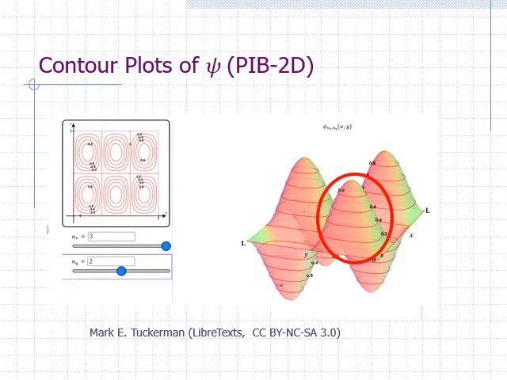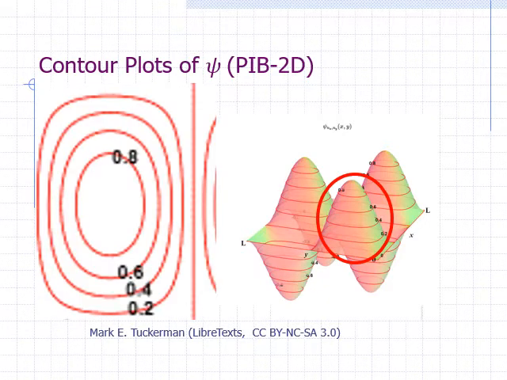Let's zoom in on the contour plot. You can see that the innermost contour is labeled 0.8. That means the value of psi at the points on the curve are 80% of the maximum possible value of psi. That corresponds to this elevation on the mountain. This contour labeled 0.4 represents locations where the value of psi is 40% of the maximum possible value of psi. This corresponds to this elevation on the mountain.